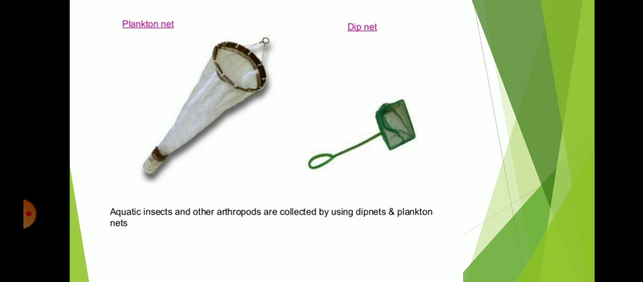Next part is aquatic insects, how aquatic insects get trapped. So this is the plankton net and this is the dip net. These two nets are usually used for the collection of aquatic insects and other arthropods. Mostly these nets are useful for the collection of aquatic insects and the arthropods.